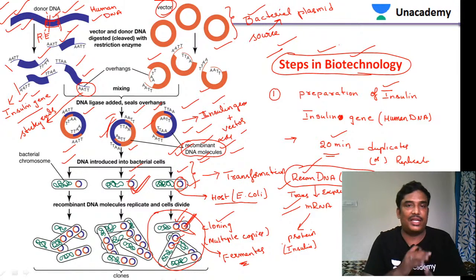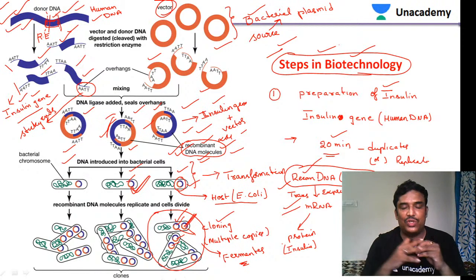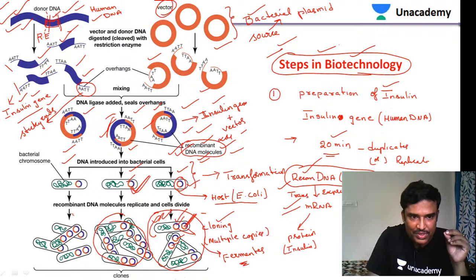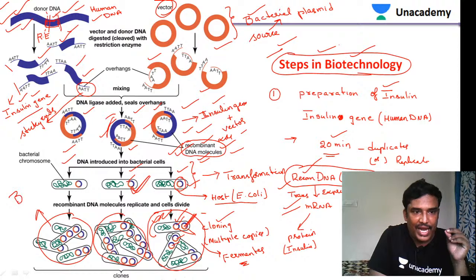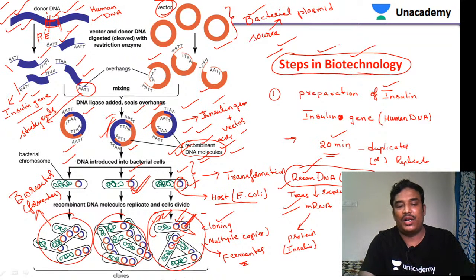So these are the steps in biotechnology. One step we will discuss in detail later. Here we have seen all these steps, and all these steps take place inside a bioreactor. That bioreactor is nothing but a fermenter. This whole process takes place inside a bioreactor, or fermenter.